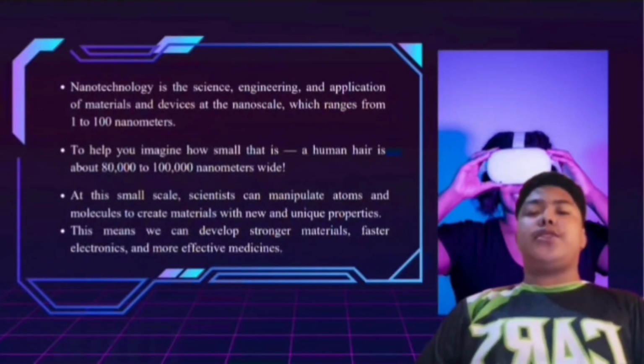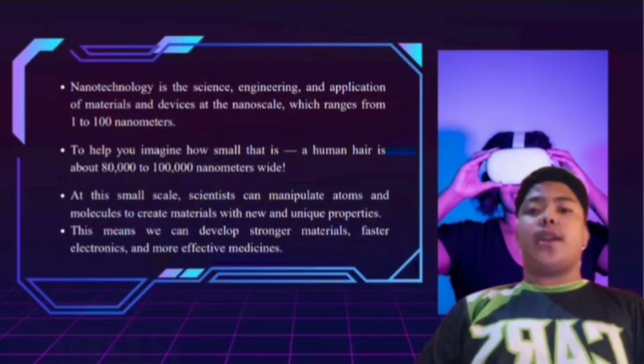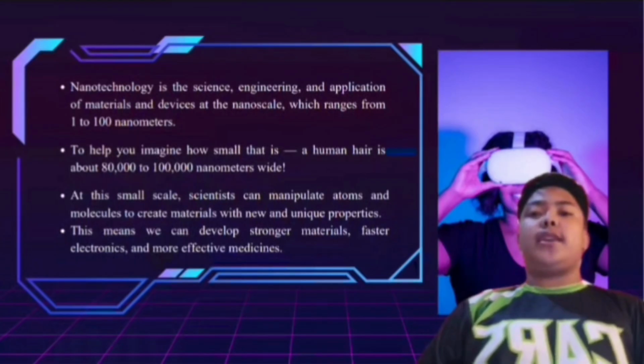Nanotechnology is the science, engineering, and application of materials and devices at the nanoscale, which ranges from 1 to 100 nanometers. To help you imagine how small that is, a human hair is about 80 to 100 micrometers wide. Meaning, if a strand of your hair was a road, a nanometer would be like one tiny ant walking on it. And that ant is also on a diet. That's how small we're talking.